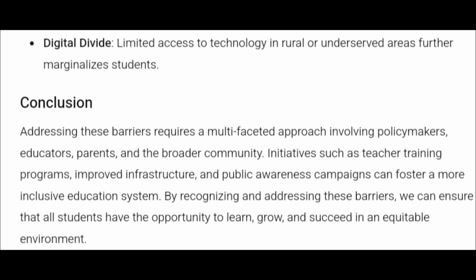Conclusion: we can say that addressing these barriers requires a multifaceted approach involving policymakers, educators, parents, and the broader community. See, now, of course, we understood what the problem is. So, if we understood the problem, then now we need to take action. But you and me alone, we cannot take the action. We need to take the action with the help of the policymakers, with the help of teachers, professors, educators, parents, and the broader community as a whole, right?